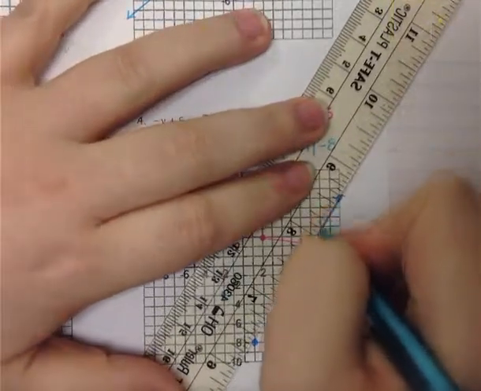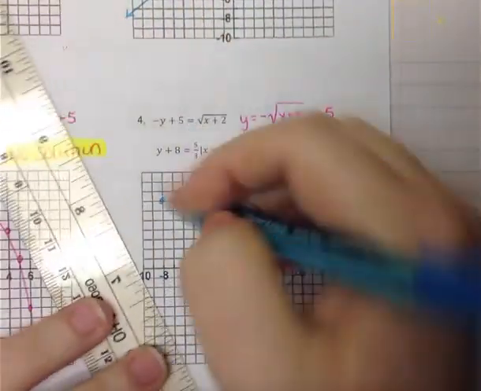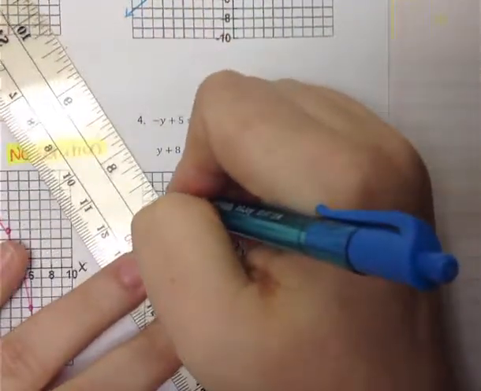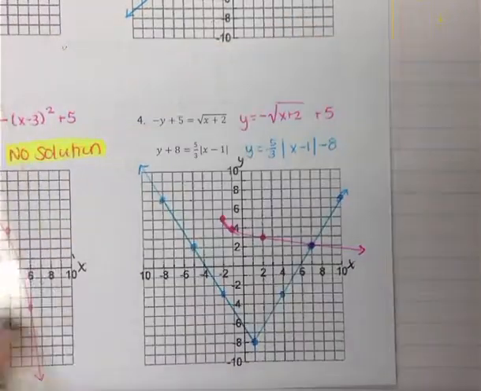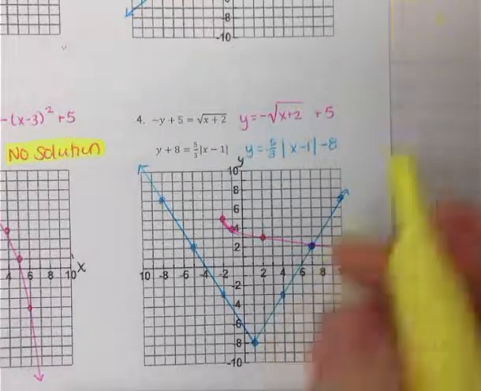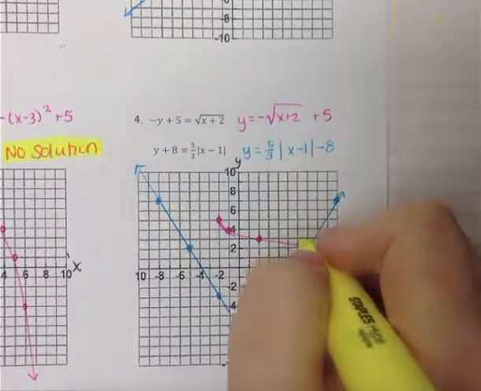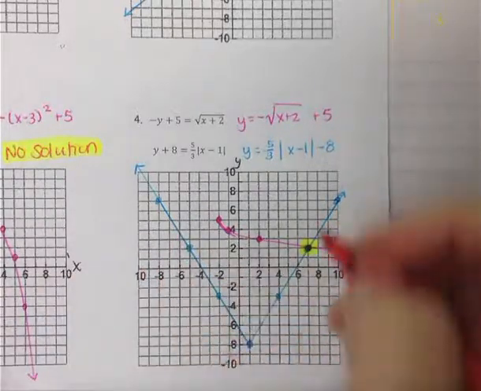So again, we're going to stop it at the vertex. We're not going to go further than that. We're going to graph it the other way as well, again stopping it at the vertex. These two graphs do intersect once at this one coordinate here. That coordinate is at 7, 2. So our answer is 7, 2.